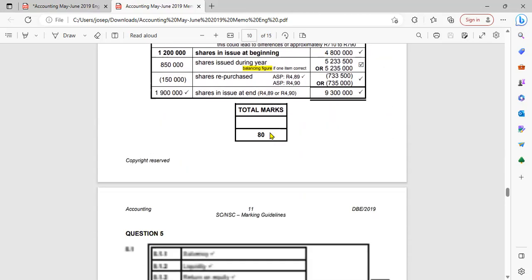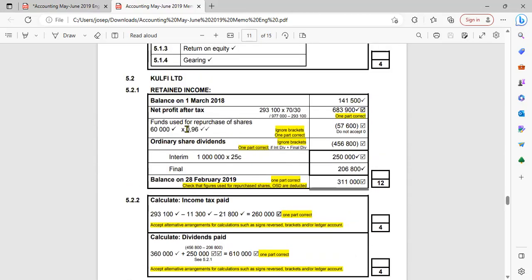And now let me show this one. We have calculated it. There it is, just what I have done. We said this one was given. So net profit after tax, I said it is income tax multiplied by 70 divided by 30. The reason why I said 70 divided by 30 is because we want 70 and we have 30. And remember, guys, net profit after tax depends on the percentage of income tax, right? And funds used for repurchase of shares.